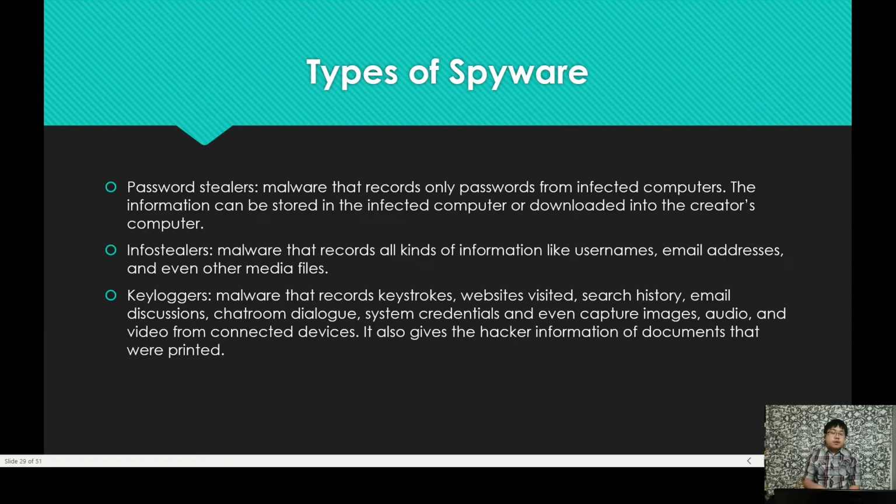Types of spyware. There is the password stealer, malware that records only passwords from an infected computer. The information can be stored in the infected computer or downloaded into the creator's computer. Info stealer, malware that records all kinds of information like usernames, email addresses, and even media files. Keylogger, malware that records keystrokes, websites visited, search history, email discussions, chat room dialogue, system credentials, and even captures images, audio, and video from connected devices. It also gives the hacker information on documents that were printed.